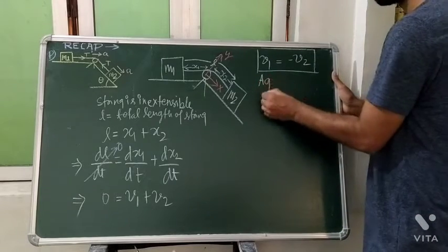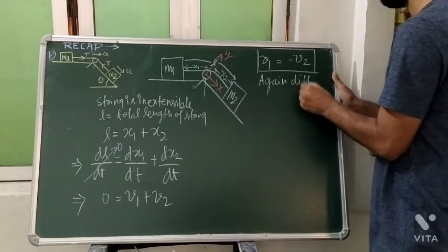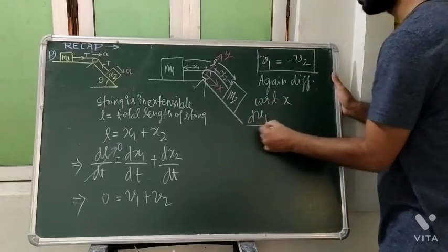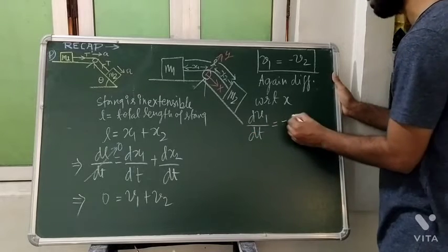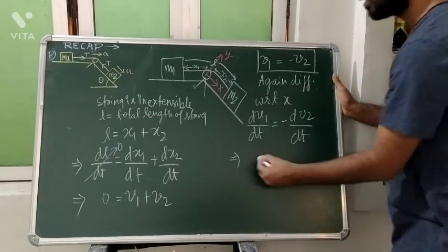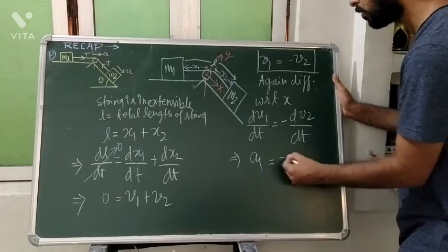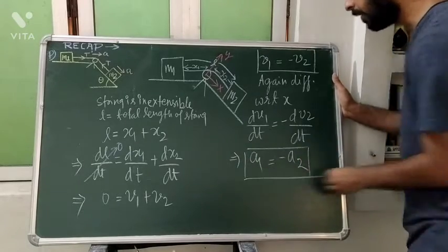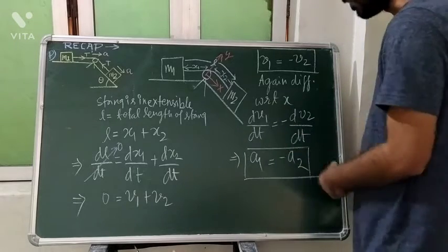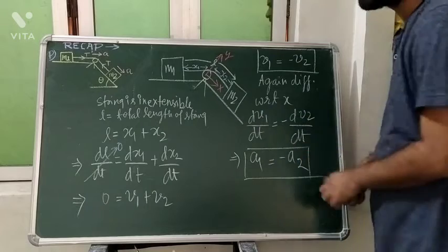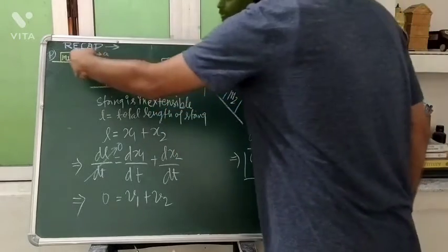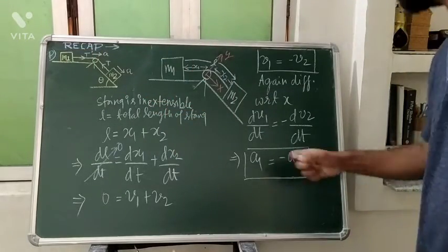What can we do? Again differentiating with respect to time. dv1 upon dt will be equal to minus dv2 upon dt, which will give us what? Changing velocity upon changing time is acceleration, student. So a1 will be equal to minus a2. So our accelerations will be the same, a1 equals a2 in magnitude, but in opposite direction. You are looking, it is accelerating downward, so it is coming in the positive x direction. Here we are getting a minus sign.